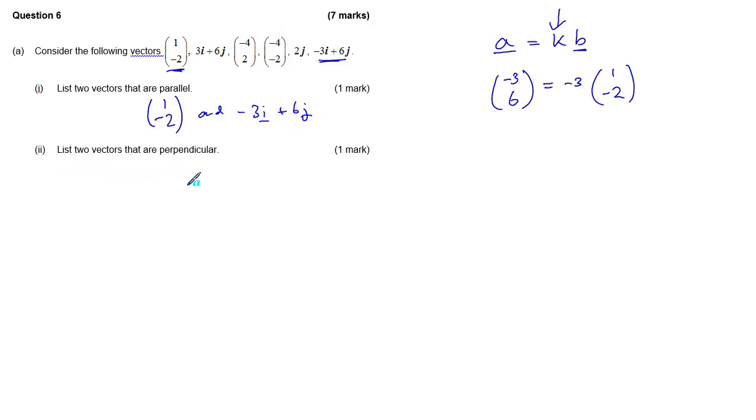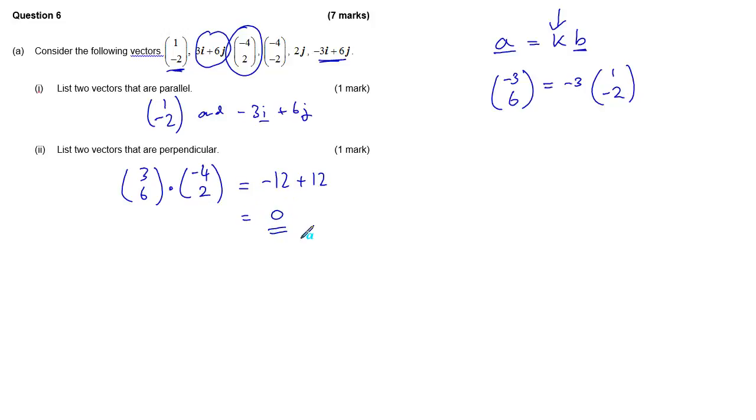List two vectors that are perpendicular. If they're perpendicular, their dot product should come to 0. If we look at this vector and this vector, if we do 3, 6 dot -4, 2, we get -12 add 12, which is 0. So the vectors we want are 3i plus 6j and -4, 2.